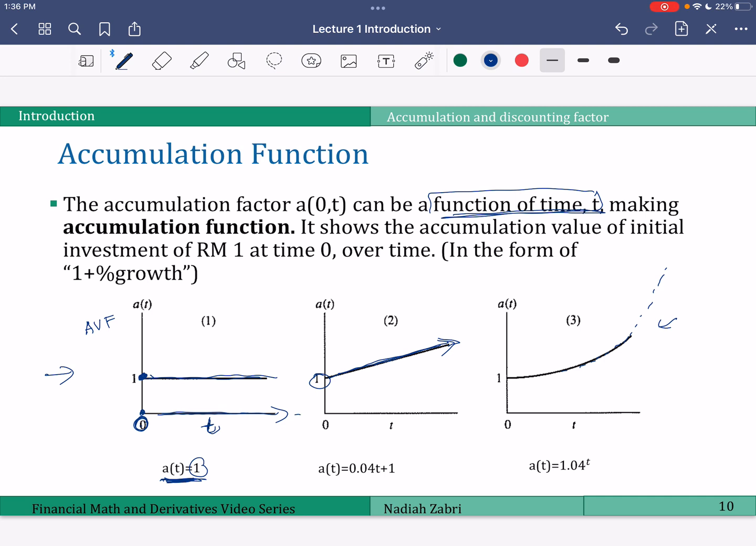So from these three, which one would you invest your money in? I don't know about you, but I will invest here, because obviously in the long run, our investment will be a lot higher than the other two. Okay, so this one we call the accumulation function, and it is written as small a(t), like this.